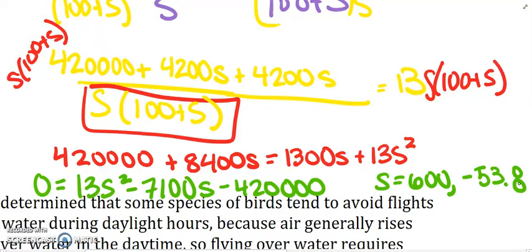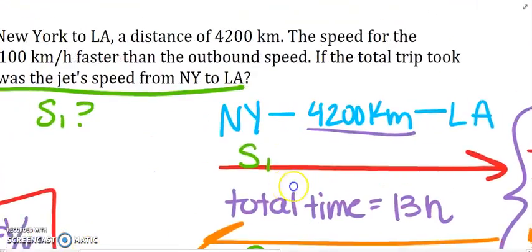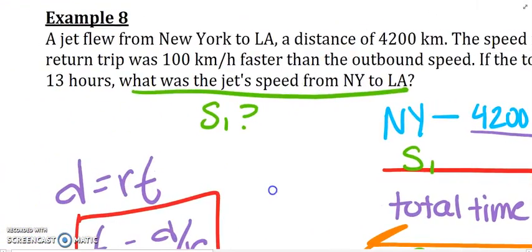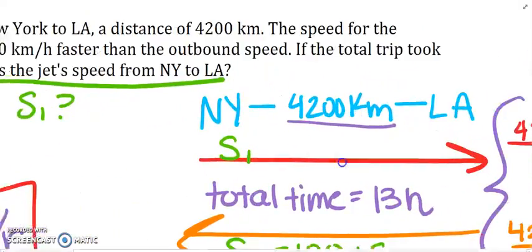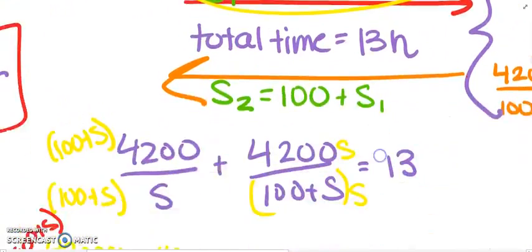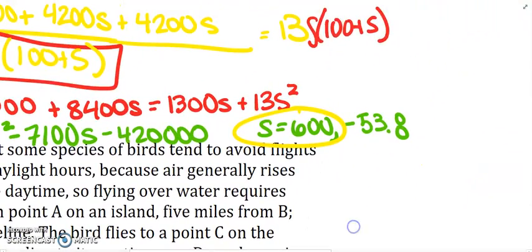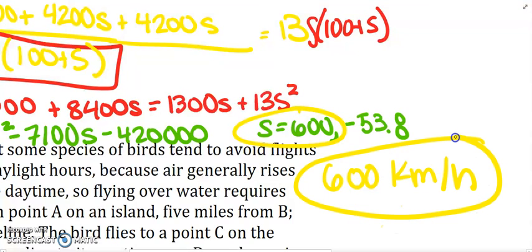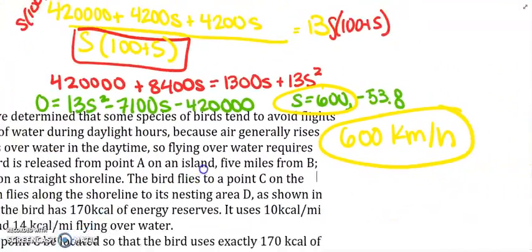Well, my whole point was to find the speed. Speed is not going to be negative 53, not velocity can be negative. Speed's not negative, so I know the answer here was 600. And if I go back up to C, make sure I answered the question. Said if the total trip took 13 hours, what was the jet speed from New York to LA, which was my speed one? And so we did answer that. We just need to include units. So my answer is 600 kilometers per hour. Awesome. Last one.